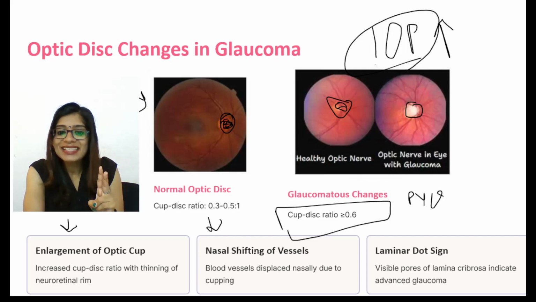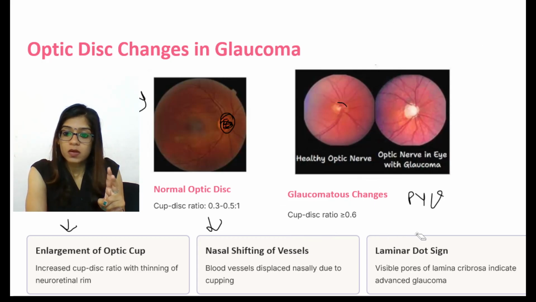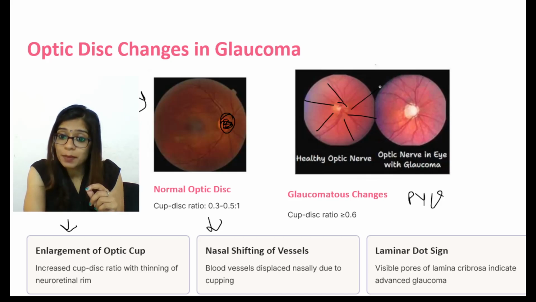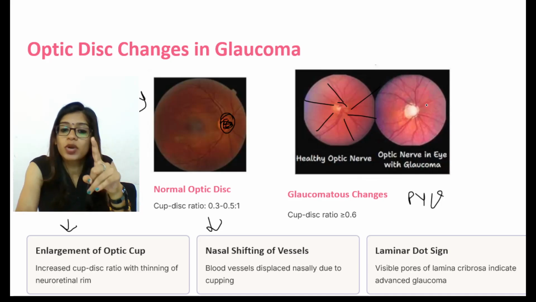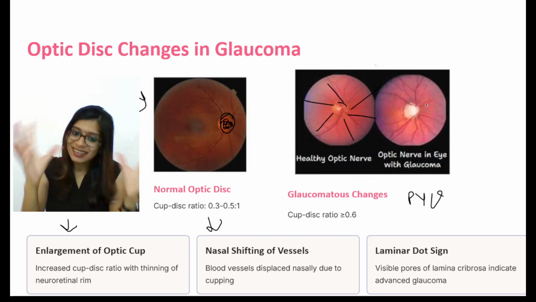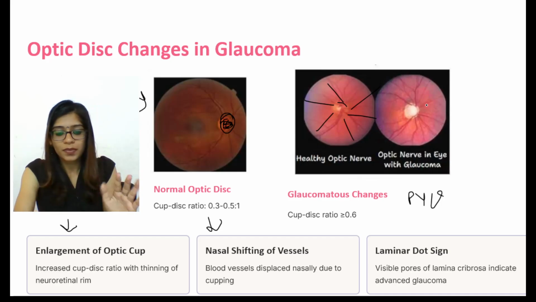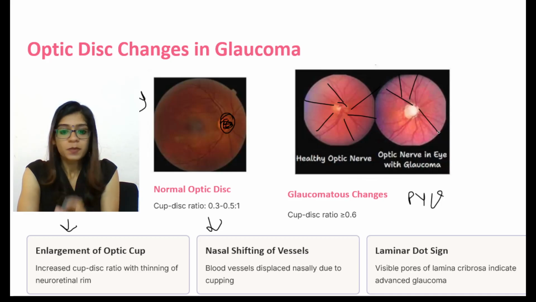Second point, there is nasal shifting of the blood vessels. Look at the second picture. See, from the optic disc, from all directions, all over the optic cup, the blood vessels are arising. But in glaucoma, these blood vessels get shifted towards the nasal side of the retina. Why does it happen? Because the cup increases in size, right? So because of that there is nasal shifting of the blood vessels. That is the second point.